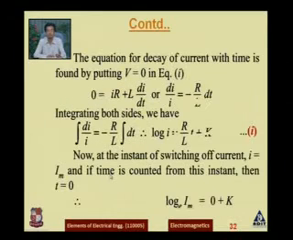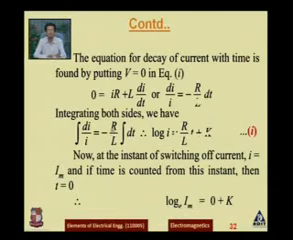So the equation for the decay of the current with time can be found by putting V equal to 0 in equation 1. In our equation, V is equal to IR plus L di by dt. If we put V equal to 0, the equation becomes 0 is equal to IR plus L di by dt. So L di by dt can be moved to the left hand side, and then the equation becomes di by I is equal to minus R by L into dt.